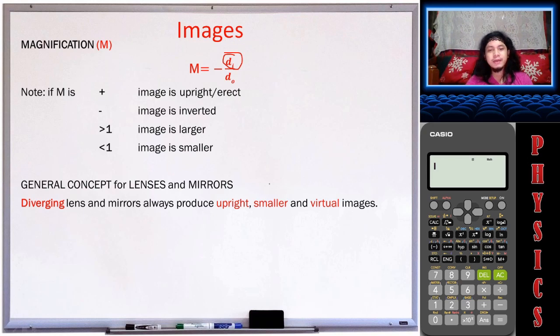And general concepts for lens and mirrors, ito yung sinabi natin. Sa lahat ng diverging lens and mirror, it always produce upright, smaller, and virtual. Yan yung lagi. USV. Tandaan nyo, USV. Okay? So, pag diverging lens and mirror, it is always upright, smaller, and virtual. Huwag kayo malilito. Pag diverging lens, yun ay concave. Kapag naman diverging mirror, yun ay convex.